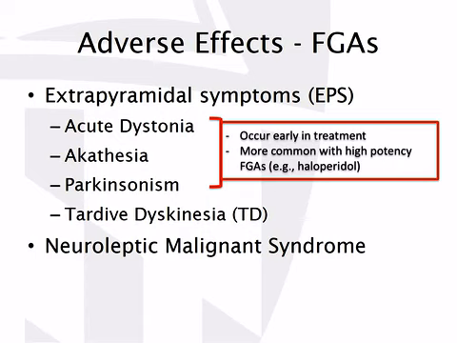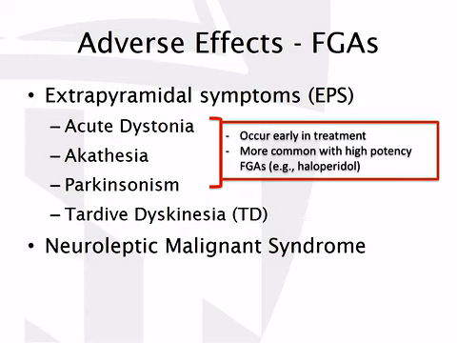It can occur at any point. And also, both the first and second generation agents can cause this. It can occur with equal frequency with any of the first generation agents. So the low, medium, or high potency agents can all cause tardive dyskinesia, as well as the second generation agents. The other adverse effect that I want to mention is neuroleptic malignant syndrome.